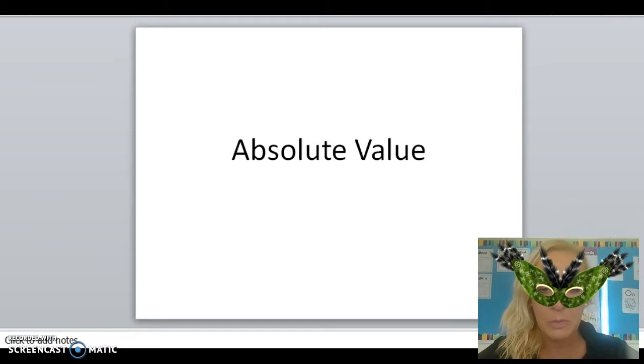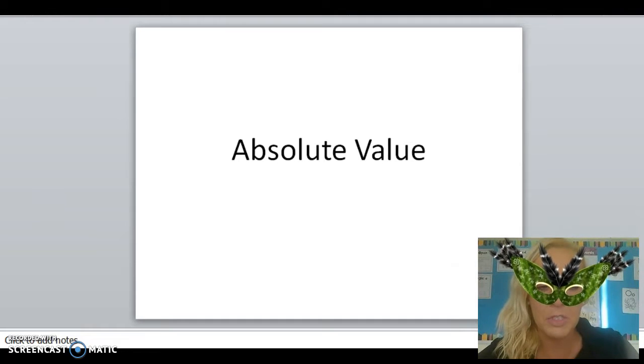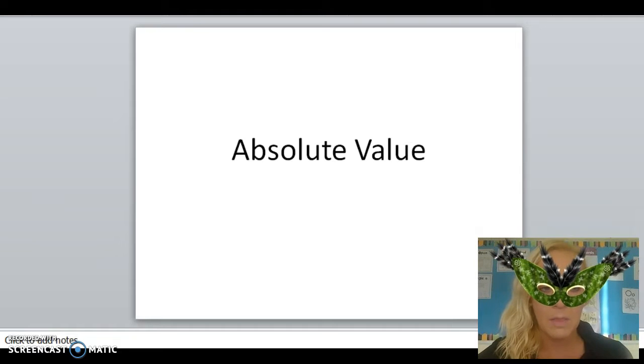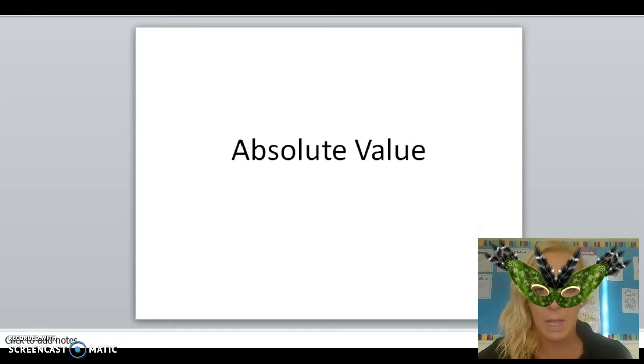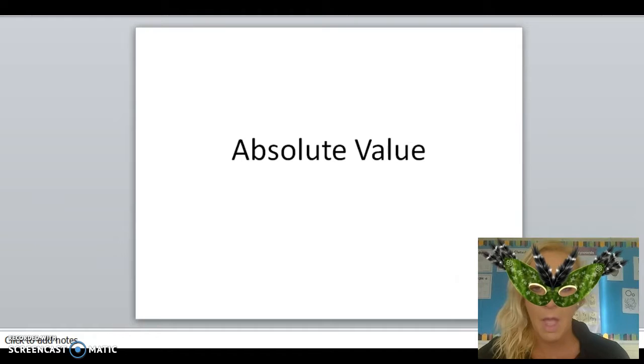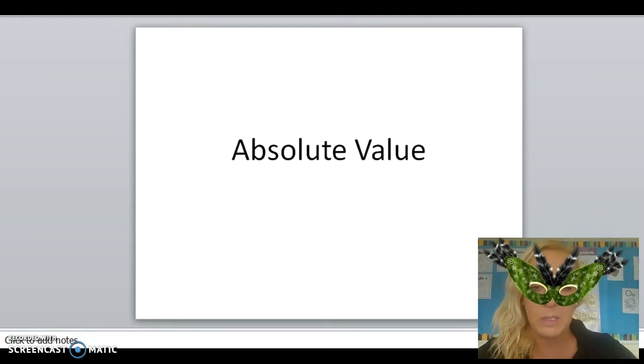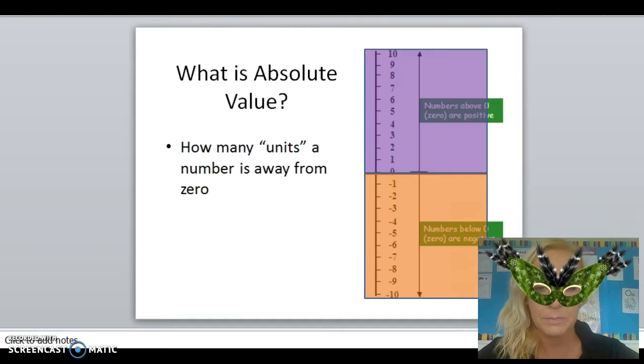What I'm going to do is take you through what absolute value is, and then we're also going to take a look at how to compare absolute value. In the middle of the video, we will also fill out the graphic organizer, and then I will show you another couple examples of absolute value as well.